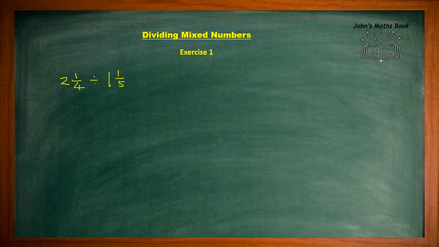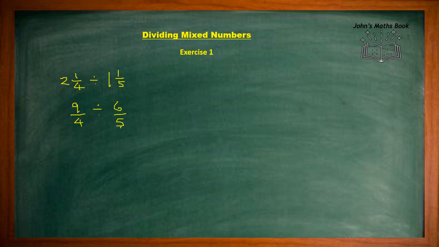Okay, so hopefully you got the correct answer. First let's convert the two mixed numbers into improper fractions. So 2 1/4 converts to 2 times 4 plus 1, which is 9, divided by 4, and that's divided by 1 1/5, which converts to 1 times 5 plus 1, which is 6, divided by 5.